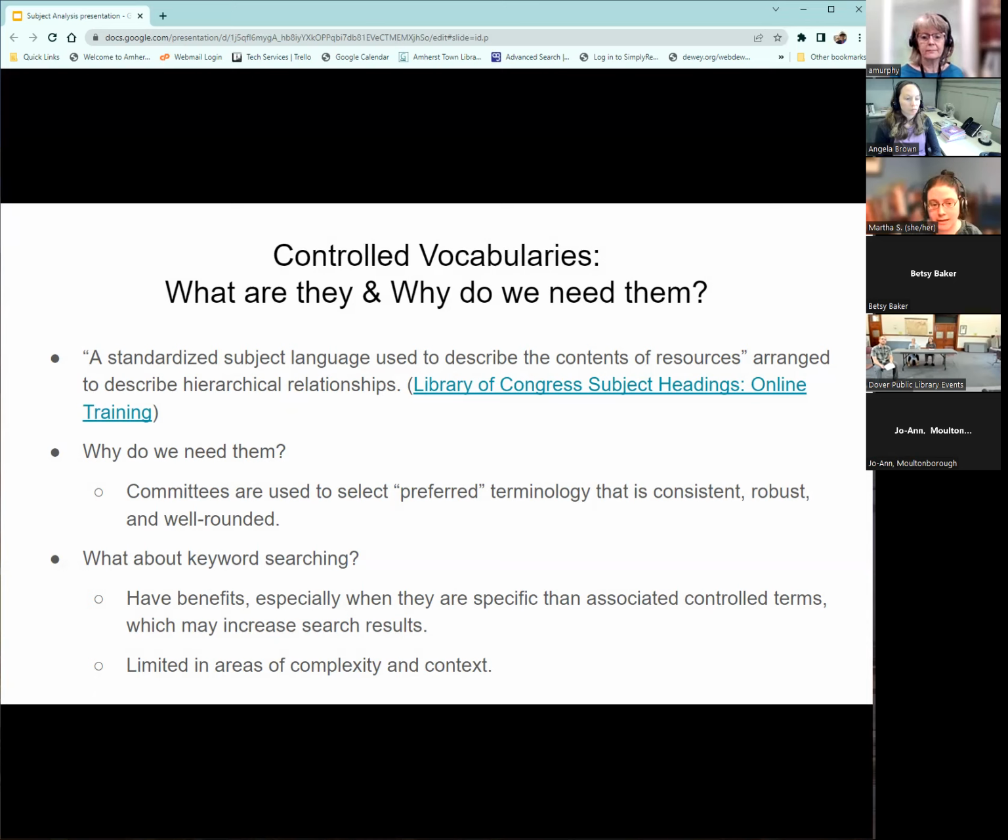Keywords also have limitations. They're often useful for discovery, but they can't cover the complex nature of languages and expressions and context like controlled vocabularies are designed to do. And we'll talk a little bit more about the features on the next slide.